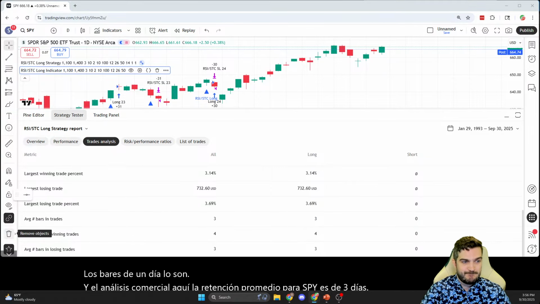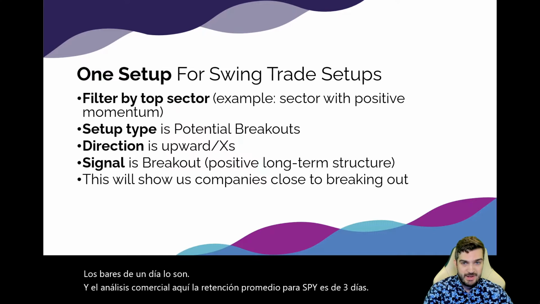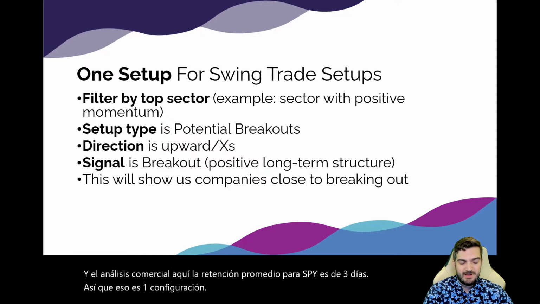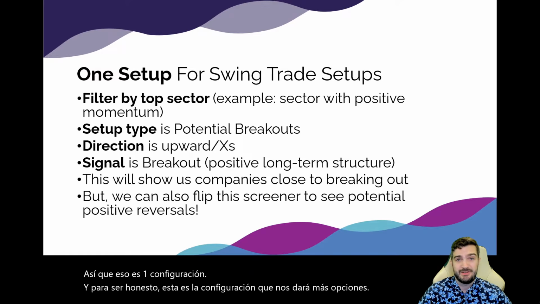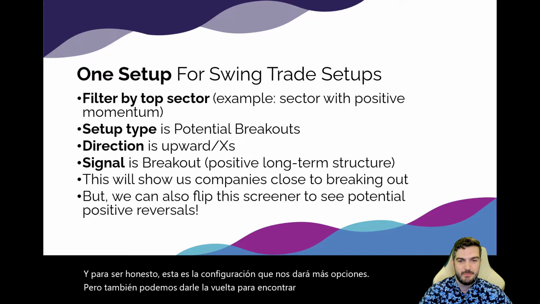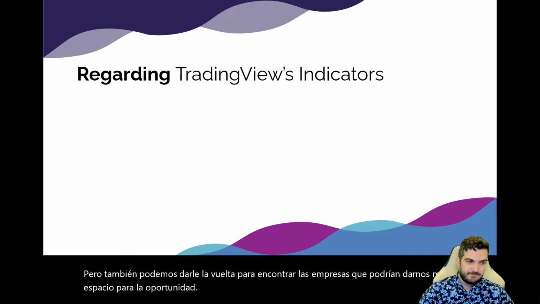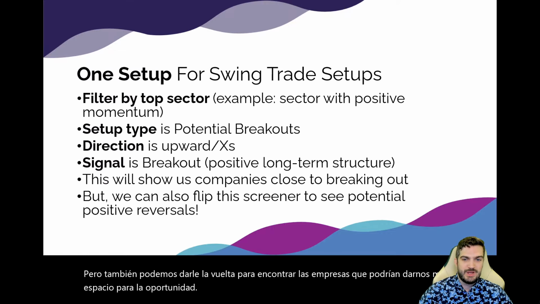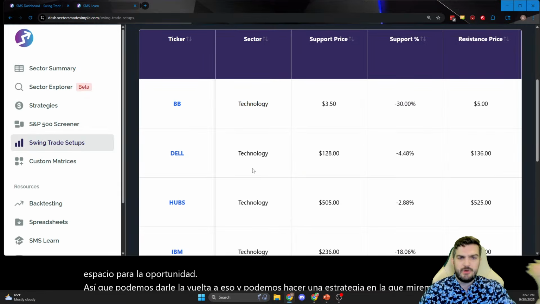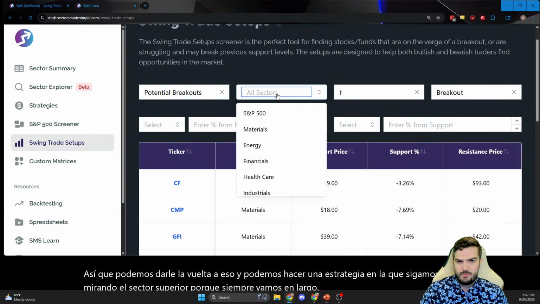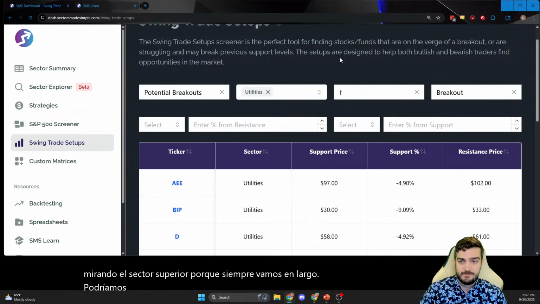So that is one setup. And to be honest, this is the setup that's going to give us the most options. But we can also flip it to find the companies that might give us the most room for opportunity. So we can flip that and we can do a strategy where we look at the top sector still, because we're always going long. We might choose the utility sector.